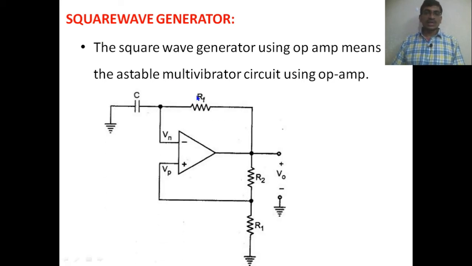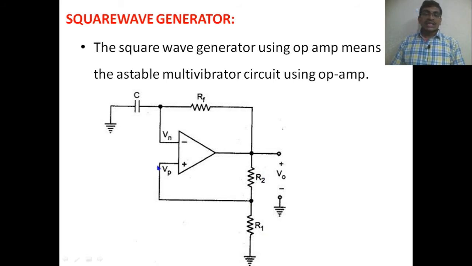So this is a circuit for the astable multivibrator. Here you can observe VN and VP, the negative reference voltage and the positive voltage. VP is the voltage given to the non-inverting terminal and VN is the voltage given to the inverting terminal. From the output side to the input side, we are using one feedback resistor RF, which is given to the inverting terminal, and from the inverting terminal to ground we have added one capacitor, and from the output of our op-amp to ground we are using one voltage divider network made of R1 and R2.